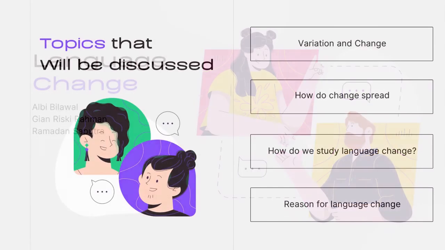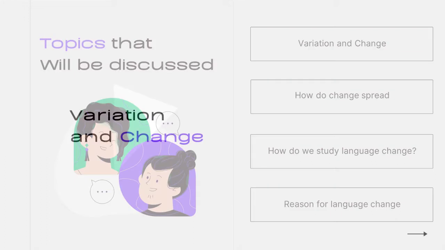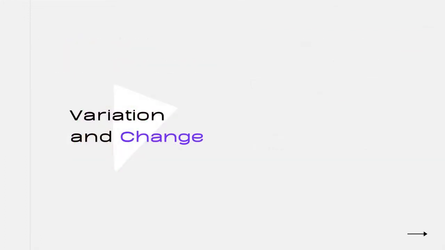Before we move any further, let me show you the topic that will be discussed in this video. First, variation and change. Second, how the change spread. Third, how do we study language change? And the last is reason for language change. Anyway, without any further ado, let's move on to the first topic, variation and change.